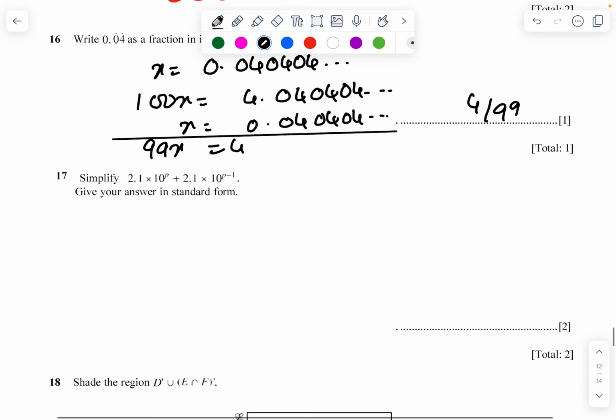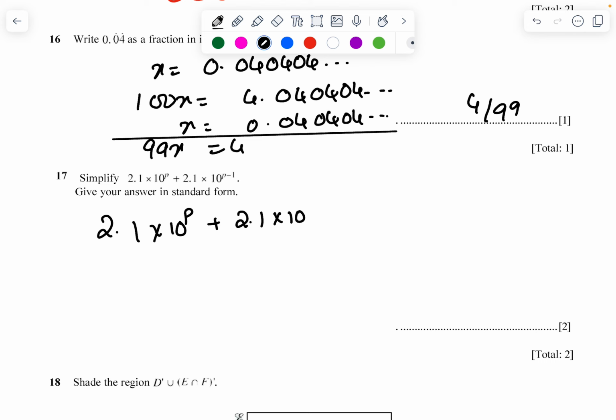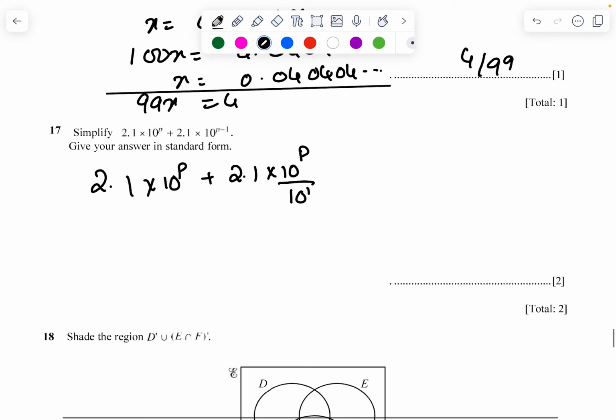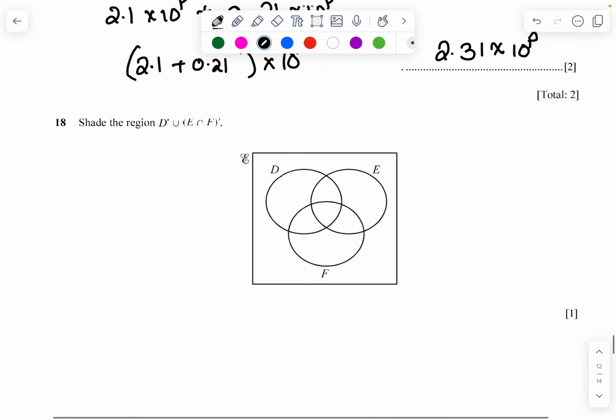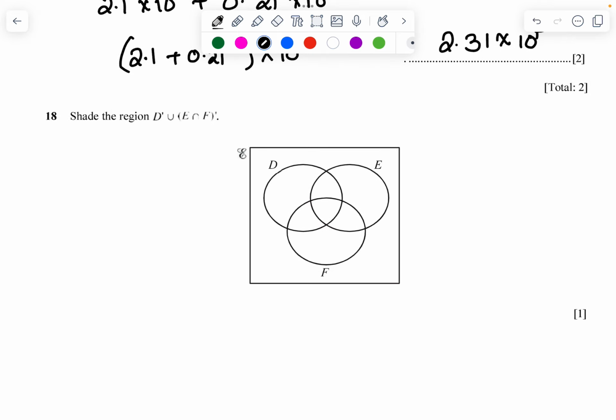Next, 17. Simplify this number. It is 2.1 times 10 power p plus 2.1 times 10 power p divided by 10 power 1. So which is 2.1 times 10 power p plus 0.21 times 10 power p. So I take 10 power p common. So it becomes 2.1 plus 0.21, which is 2.31 times 10 power p.